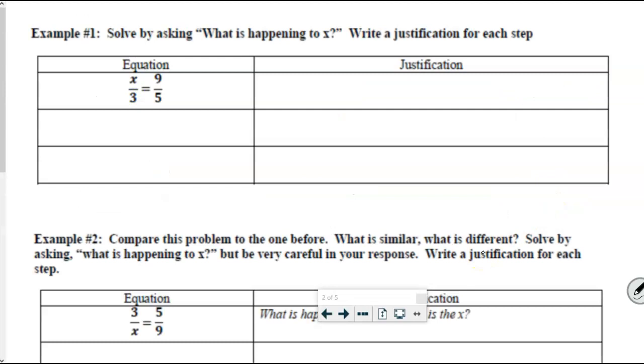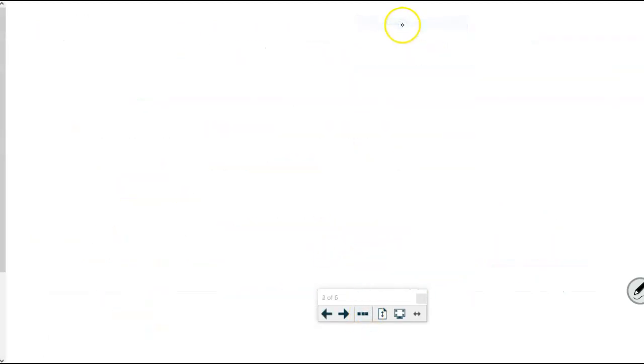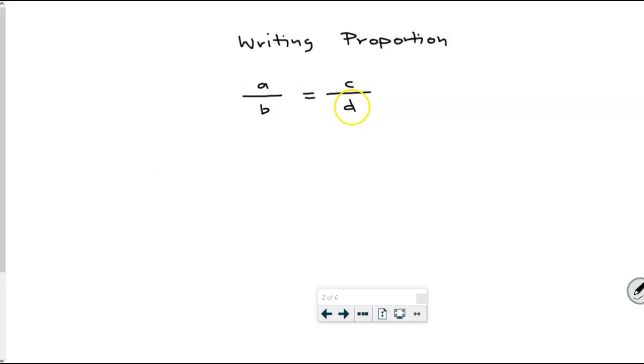So remember, let's back up for just 1 second. What we talked about in our last lesson, we were writing proportions. So let's do a quick review here. We were writing proportions, remembering that a proportion is simply a ratio equal to a ratio. Okay, we filled this in with like an A over B is equal to C over D, right? It's just a ratio equal to a ratio.